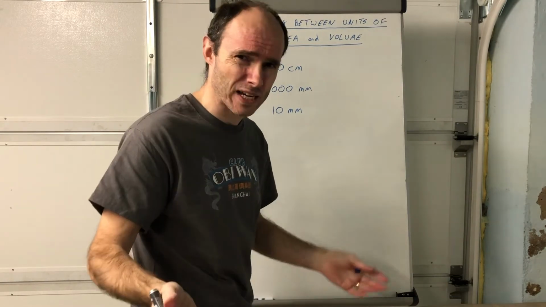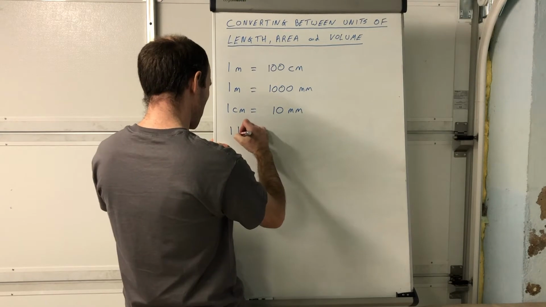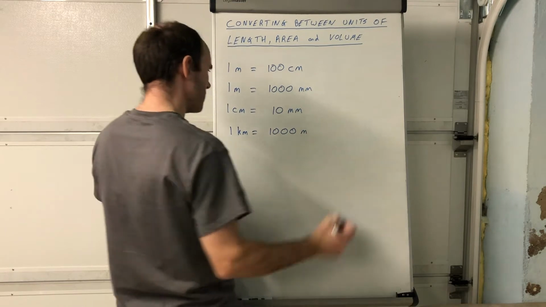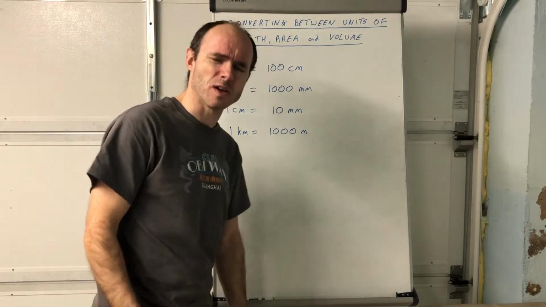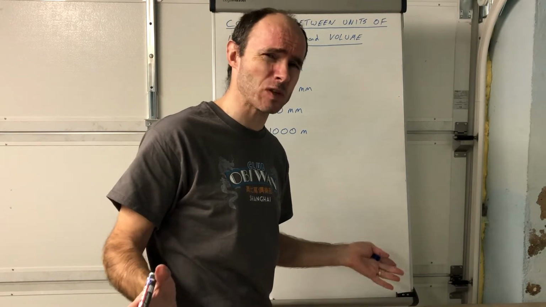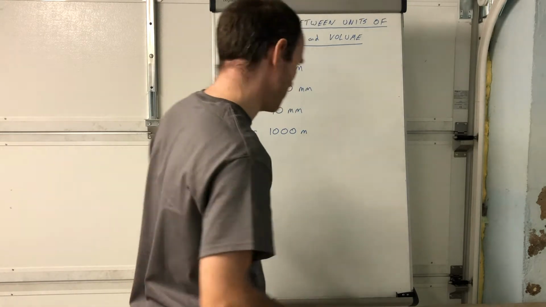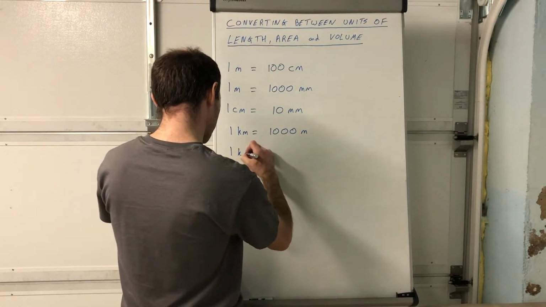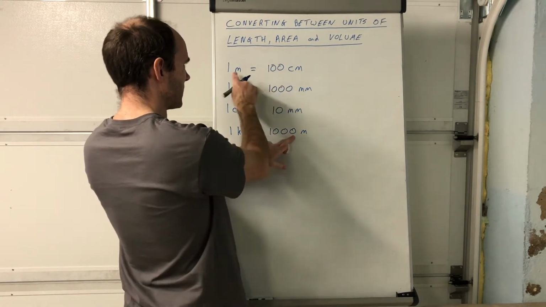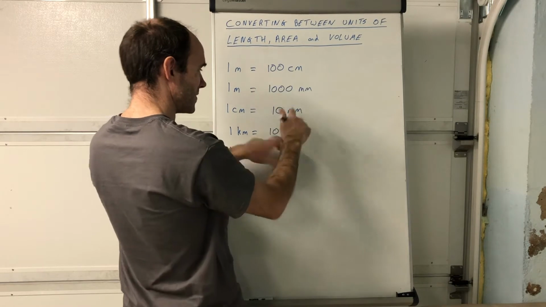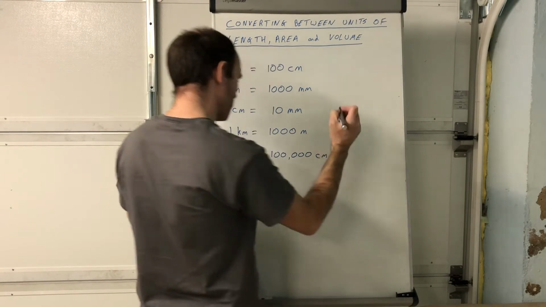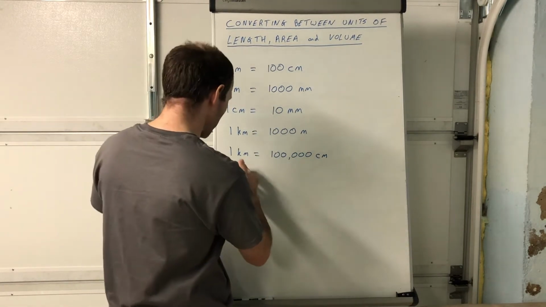Sometimes you've got questions with kilometres. You should know what a kilometre is: 1 kilometre is 1,000 metres, of course. But what if you want to convert that into centimetres? Why on earth would you want to do that? Just because you might be asked in a maths exam. Honestly, it's the only reason why you'd want to convert kilometres into centimetres. So 1 kilometre is the same as 1,000 metres, which is 1,000 of those, so 100 times 1,000, which is 100,000 centimetres.